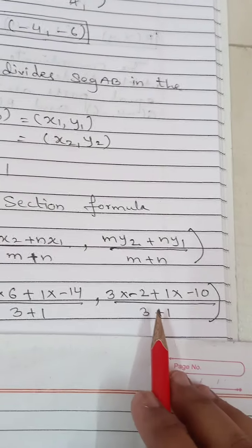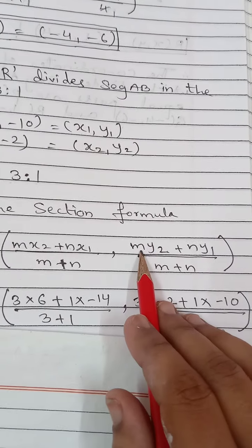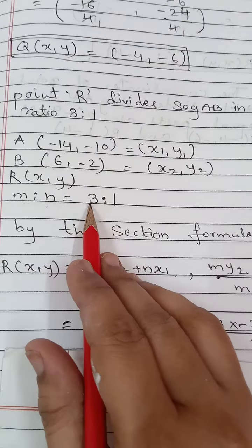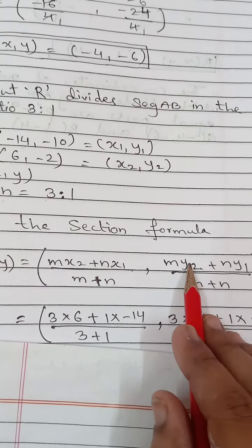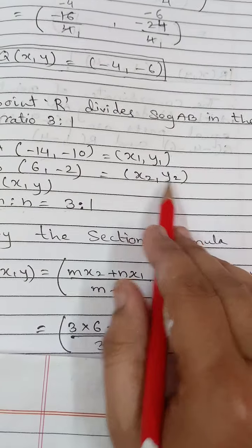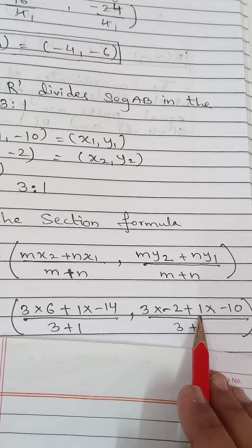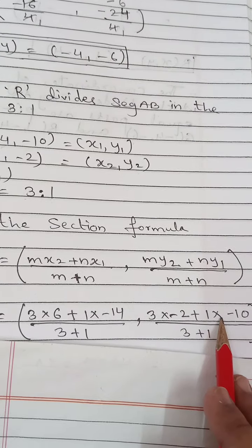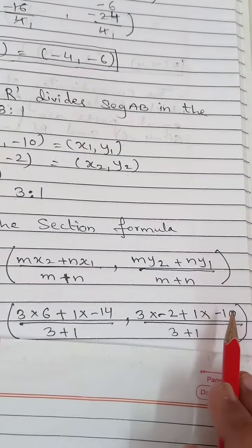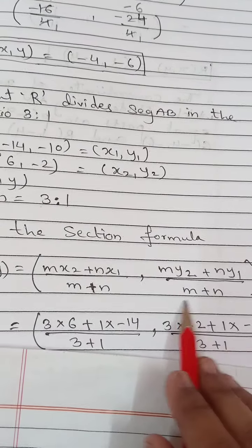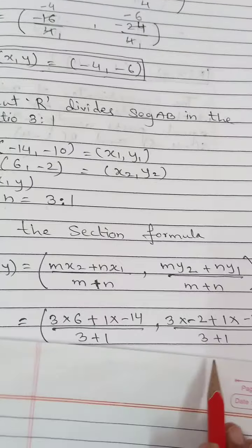Now similarly we'll apply the values here also. So the value of m is here 3. So we have taken here 3. In between multiply. Now we want the value of y2. So the value is minus 2. So we have taken minus 2. Then we put plus sign. Then the value of n. So value of n is here 1. So we have taken here 1. Then in between multiply. Now the value of y1. So the value of y1 is minus 10. So we have taken here minus 10 upon m plus n, so here 3 plus 1.